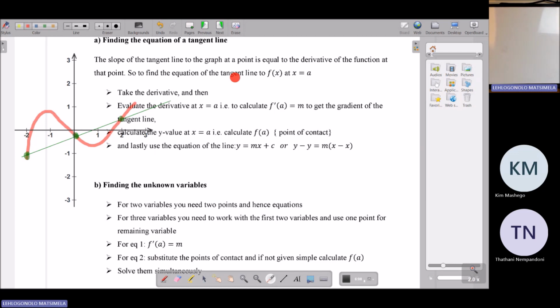So it means that now the two graphs are sharing the x value, which is the point of contact between the tangent and also the cubic function. Are we clear on that one?